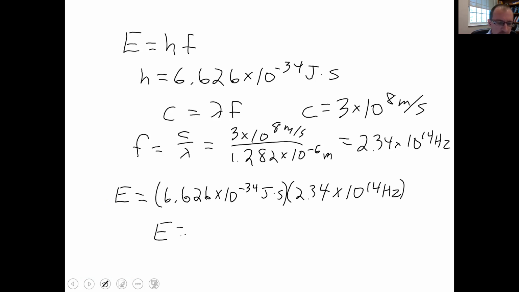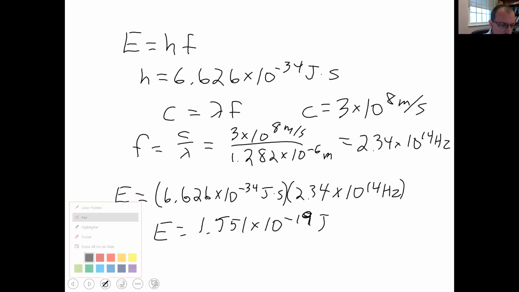And we get out what? We get out 1.551 times 10 to the -19 joules. That's -19. All right. So that's our answer there for the energy of the light. It's 1.551 times 10 to the -19 joules.